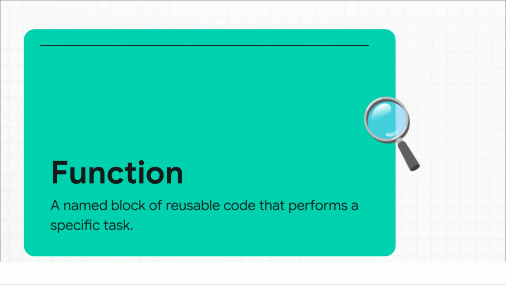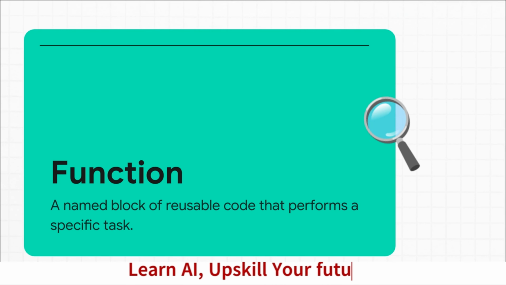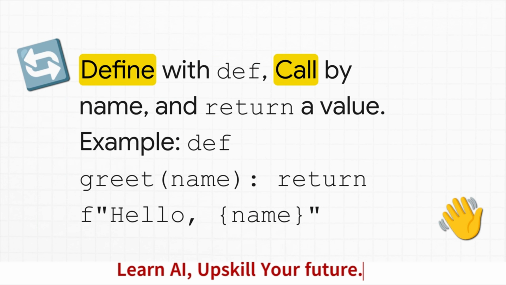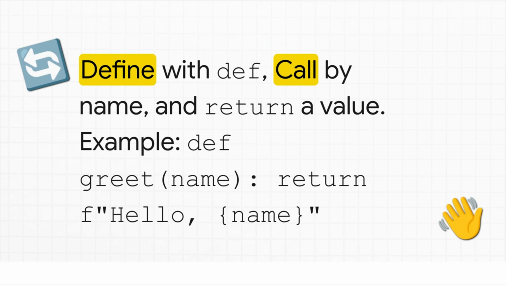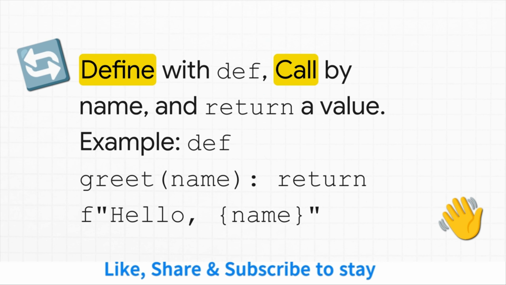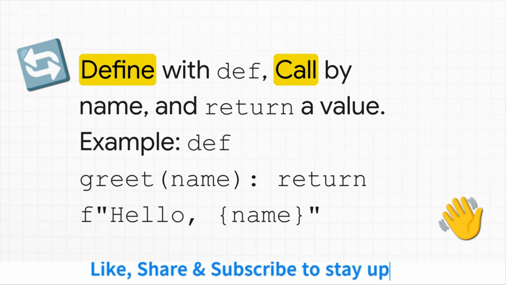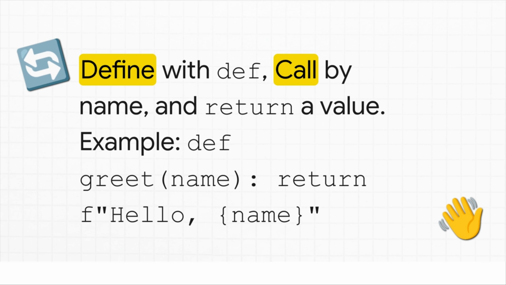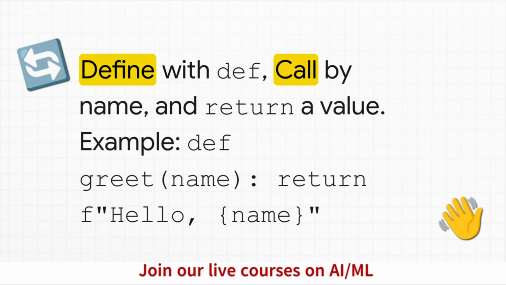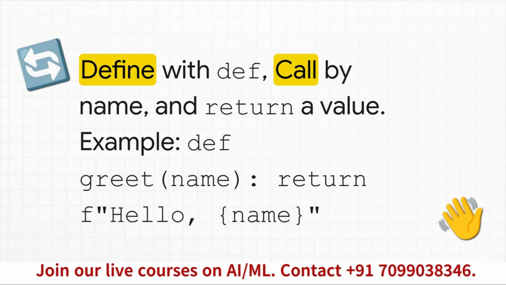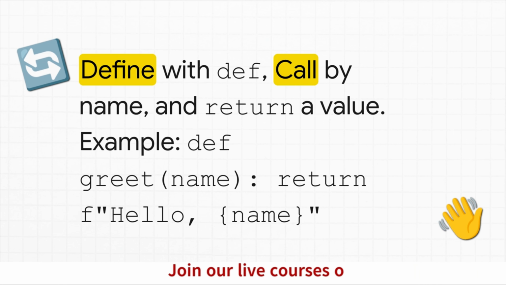You define it one time, and then you can call it from anywhere you need it as many times as you want. The basic life of a function is pretty simple. First, you define it using the def keyword. You give it a name and tell it what inputs or parameters it needs. Then you call the function using that name to make it run. And finally, a function can send a value back to you using the return statement. So this greet function here, for example, it just takes a name and returns a nice personalized hello.